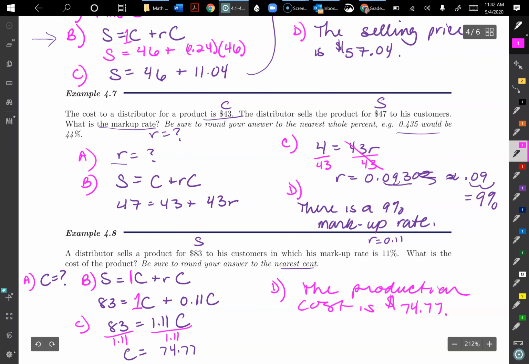And then don't forget to write your sentence and just say the production cost is $74.77. And that's the answer for example 4.8, which hopefully you were able to follow along with in classwork and do on your own and are getting this. But if not, write the question in the comments of your submission box, or just email me right away. When you're doing this, you can even just pause and send me a note.